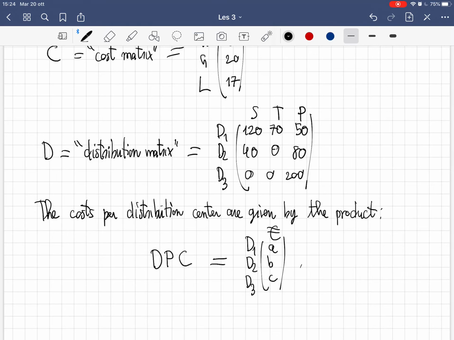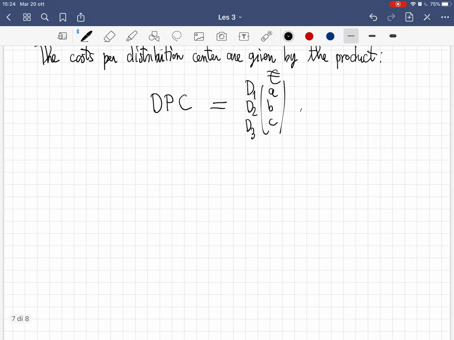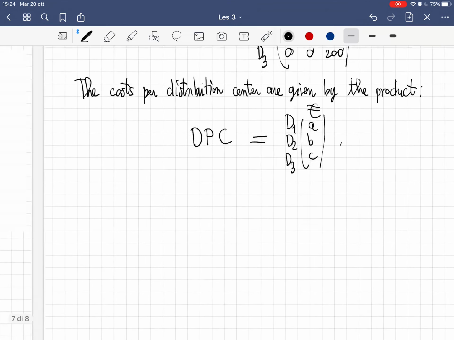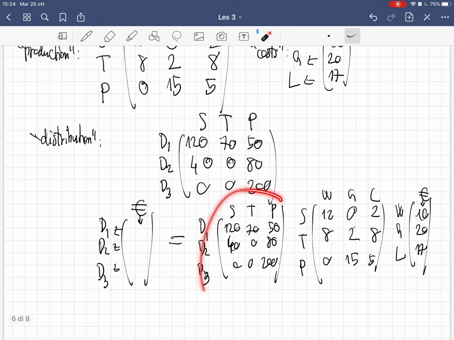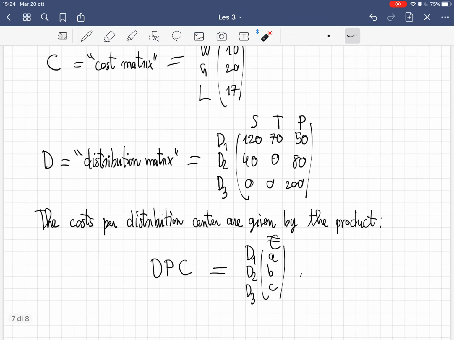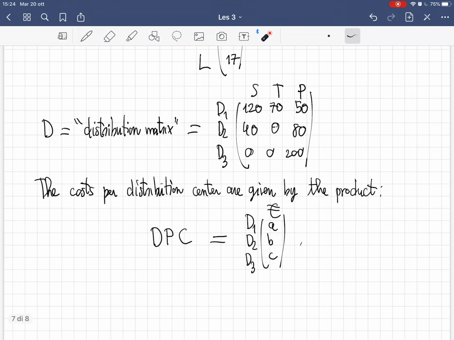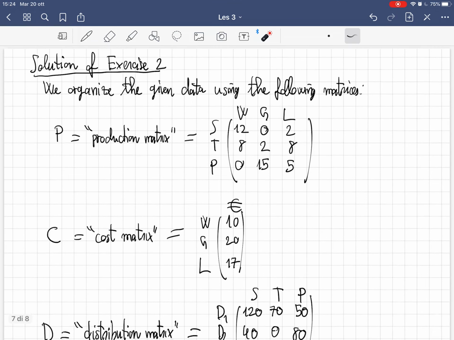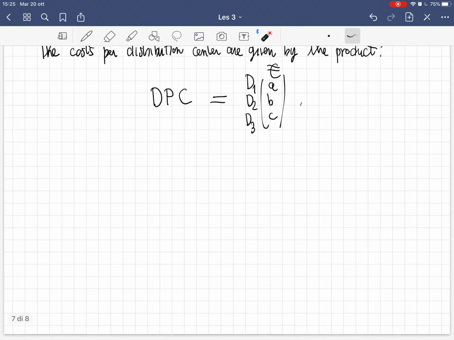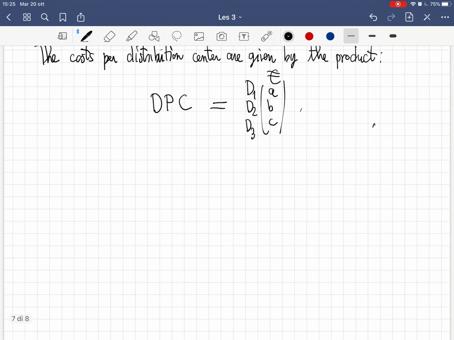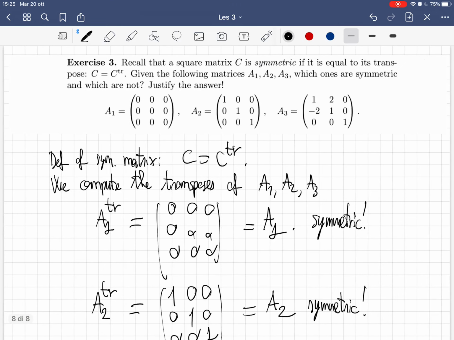And of course you don't have to do the actual computations here. It's not important. I mean, this is a perfectly neat solution. Let's just check. This is actually D, this is P, and this is C. It corresponds. That's perfectly fine. This is a good solution.